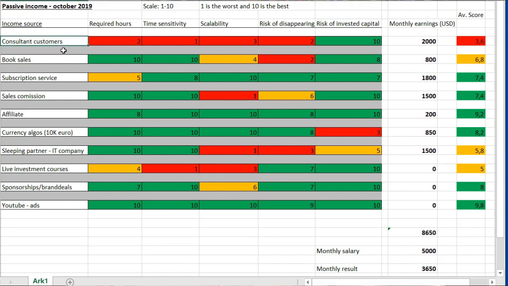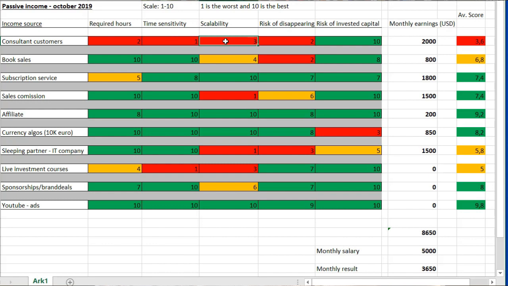Consultant customers. As I told you in an earlier video, I used to have a consultant company, and I still have some old customers calling me and saying, hey, we need a bit of consultant help here. And this month I made $2,000 from that, which is okay. It usually is somewhere between $500 and $2,000. But as you can see, the required hours are quite high. I do get a good pay for that, but it is still a lot of hours, and it is very time sensitive. So it is not my preferred way of making money.